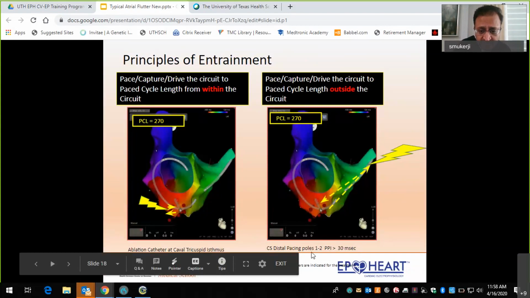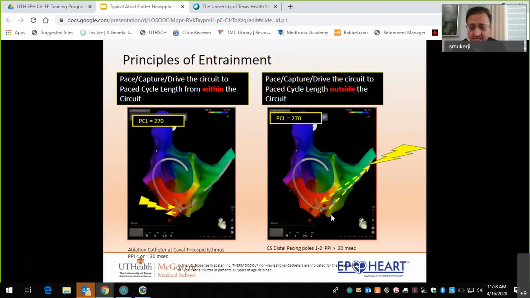If you look at the annotations below, it tells you the same thing. The image on the left is a CTI dependent mechanism, and all you've got to do is ablate the CTI. But the image on the right is not CTI, and then you've got to keep looking.